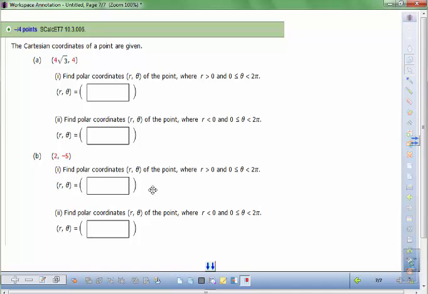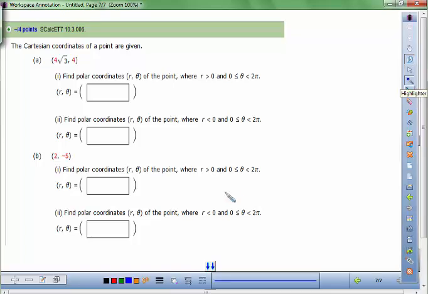We're doing B. Is that what we're doing? A was really straightforward, and then for B, the first one, you had to throw that 2 pi in there. Okay. Find the polar coordinates r, theta of the point where r is bigger than 0 and theta is between 0 and 2 pi. So we need 2 comma negative 5. Oh, we're down below. 2 comma negative 5.